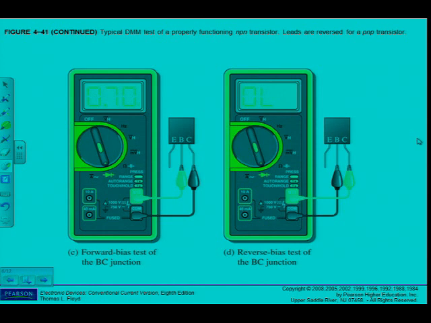Here is the digital multimeter test for a properly functioning NPN transistor for base collector, forward biased and reverse biased. So I can see again forward biased approximately 0.7 volts, and for reverse bias open line or the voltage of the internal battery. That of course is when the transistor is not defective.